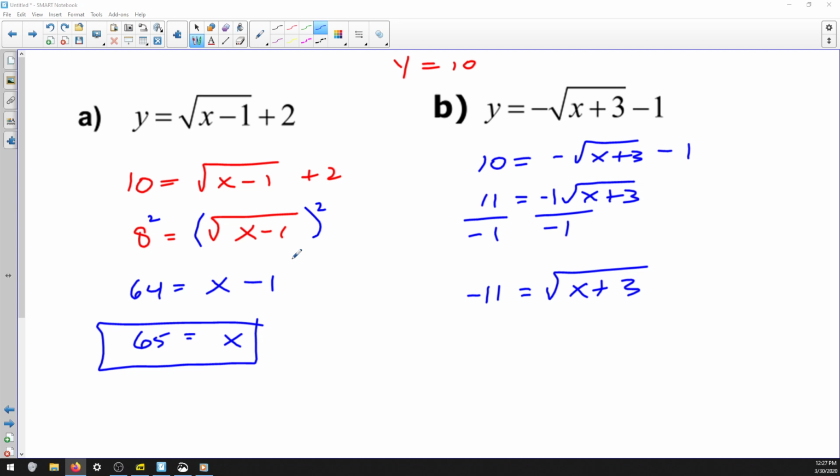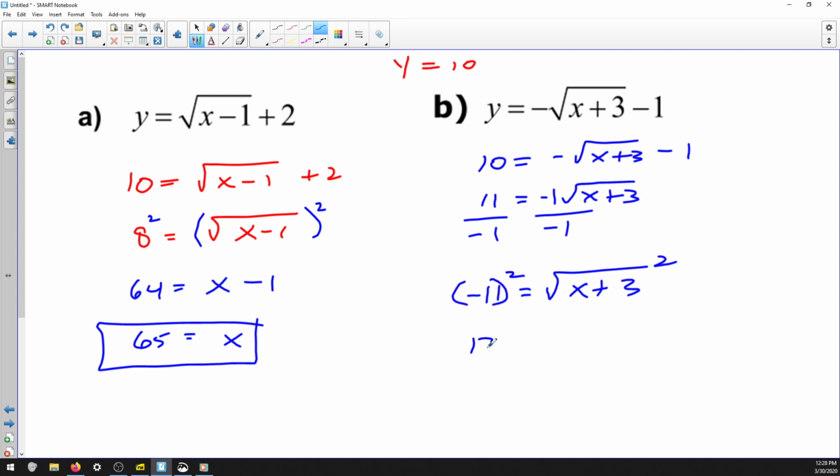At this step, I'm looking at it and saying, the radical says the square root of x plus 3 equals negative 11, and that's not true. I can never take the square root of x plus 3 and get negative 11. So this is what's making me think it has no solution. But let's check. I'm going to square both sides.